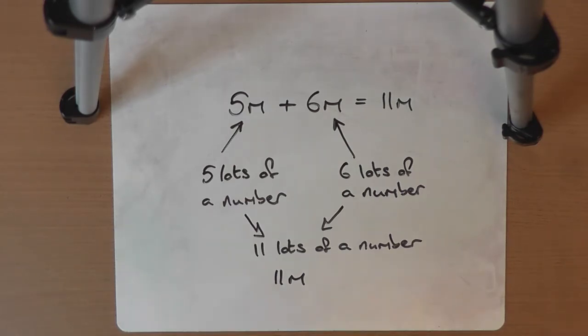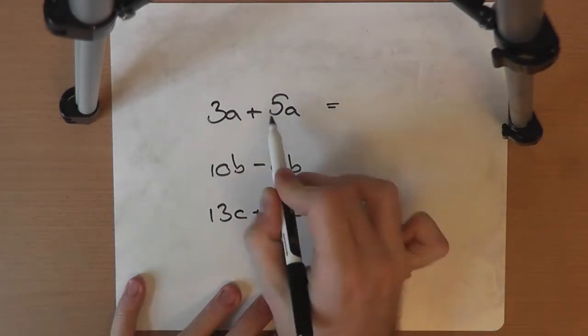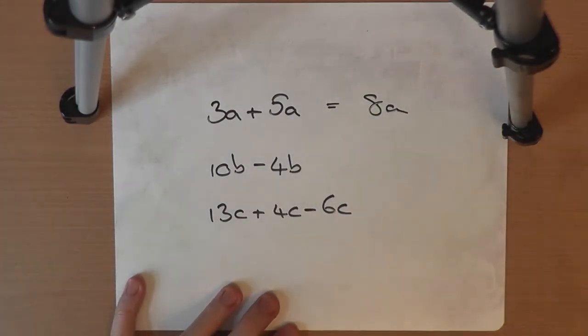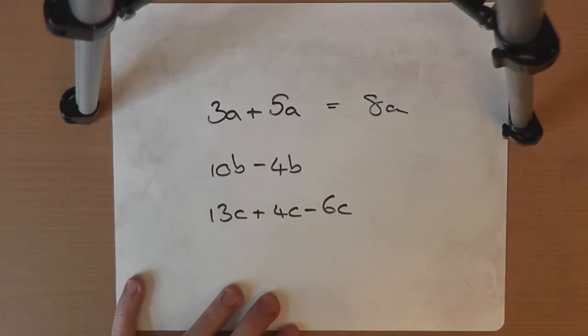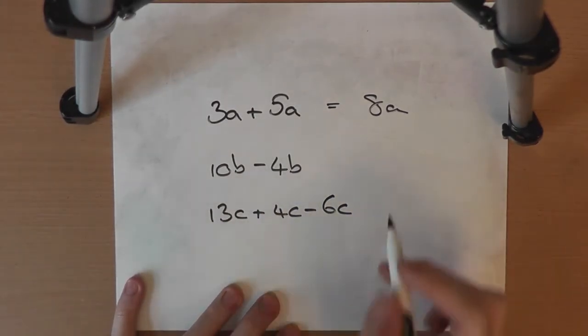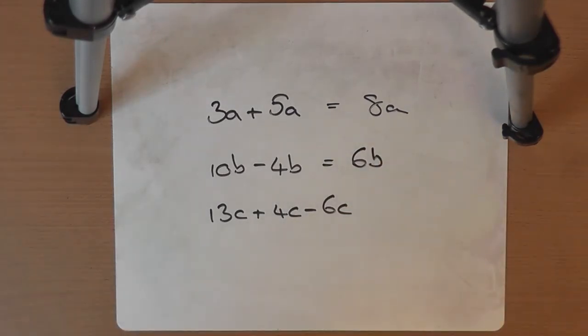We can use that idea then to help us simplify with the adding and the taking. Because, for example, 3a plus 5a, well that's 3 lots of a number plus 5 lots of the same number. That would just be 3 plus 5 is 8 lots of the number. 10b take away 4b, we've not looked at a takeaway yet, but we could think about it in exactly the same way. We have 10 lots of a particular number, and then we're taking away 4 lots of that number. Well, surely that will just leave us with 6 lots of that number, 6b.